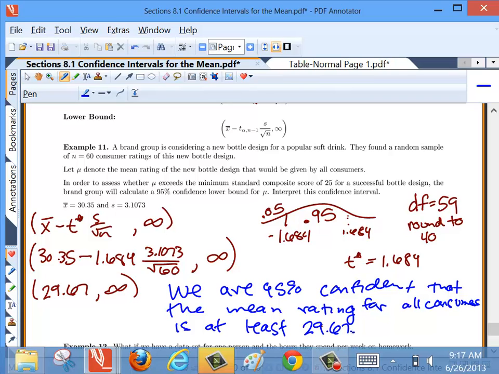What was their goal? Their goal was, does it exceed the minimum score of 25? So, do you think they made their goal of exceeding 25? Yes, since we're sure that it's at least 29, so I think that they're good.